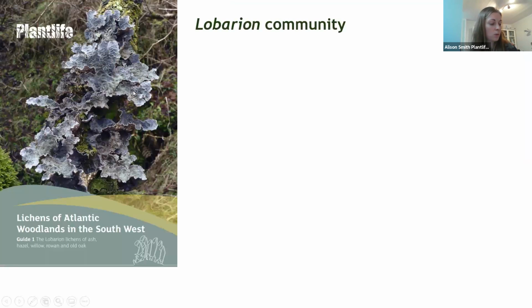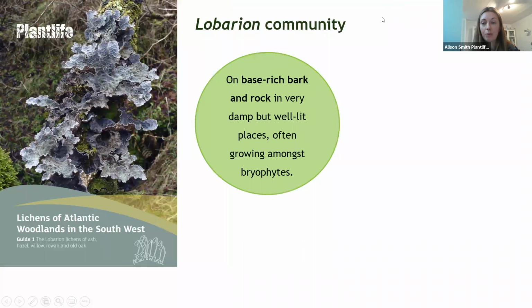The next one I'm going to talk to you about is the Lobarion community. So this is one that we again talk about a lot at Plantlife. We're doing a lot of work to try and help conserve this community in the southwest of England at the moment. In Scotland, this community is thriving, but in the rest of the UK, it's really dramatically declined, particularly during the last century with acid rain and air pollution. And it's just sort of clinging on in a few really good temperate rainforest sites.